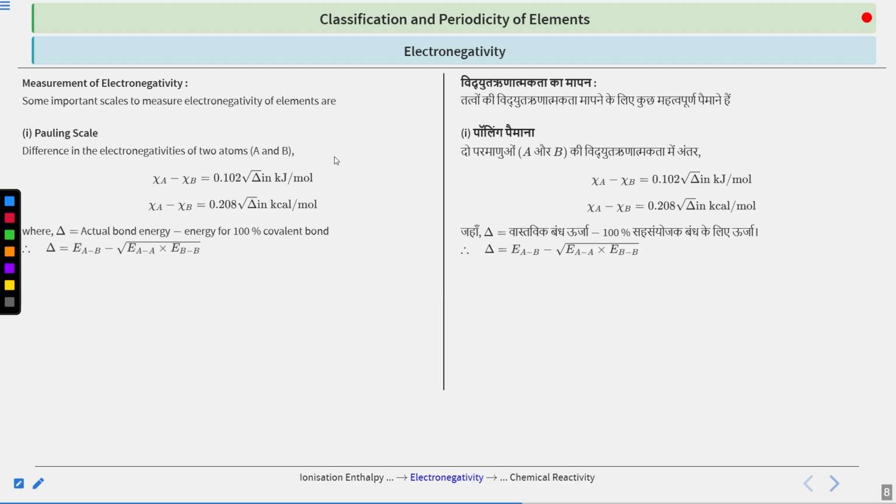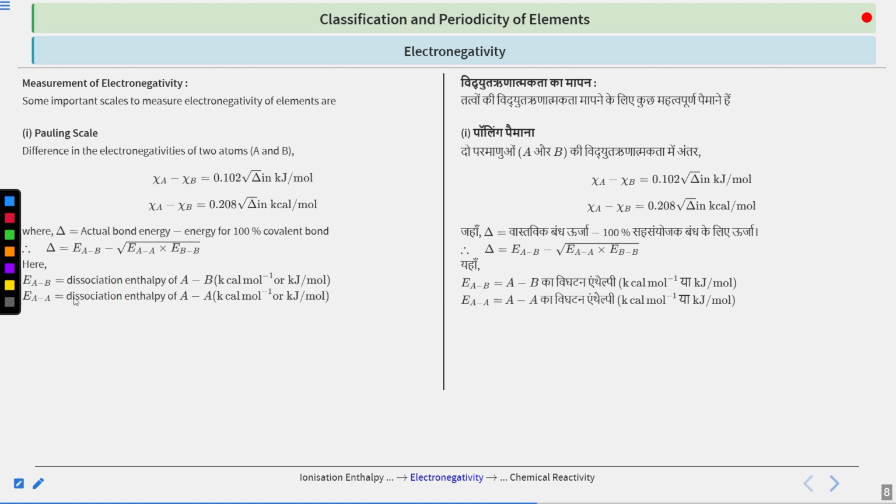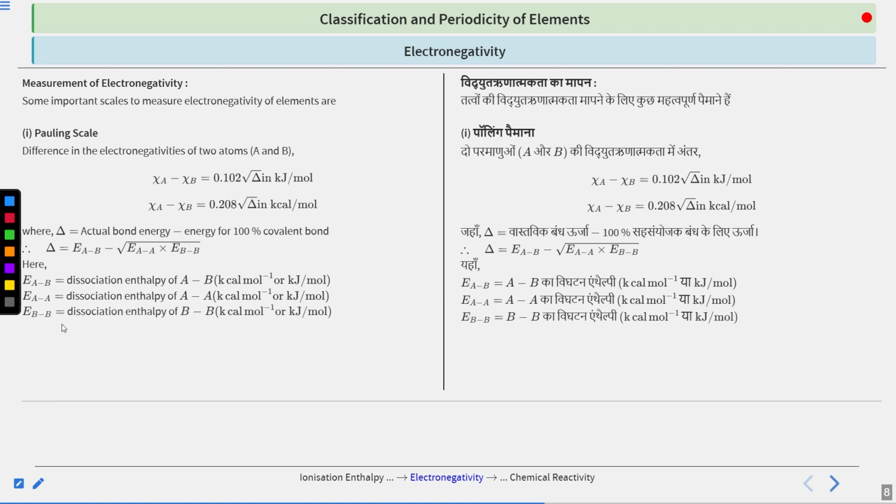Okay, so delta can be calculated how? It is the energy required to break the A-B bond minus the root under the energy required to break the AA bond multiplied by the energy required to break the BB bond. Here, the same thing is written. EAB is the dissociation energy of AB, which is represented by kilocalorie per mole or can be kilojoule per mole. Similarly, EAA is the dissociation enthalpy of AA, and EBB is the dissociation enthalpy of the BB bond.